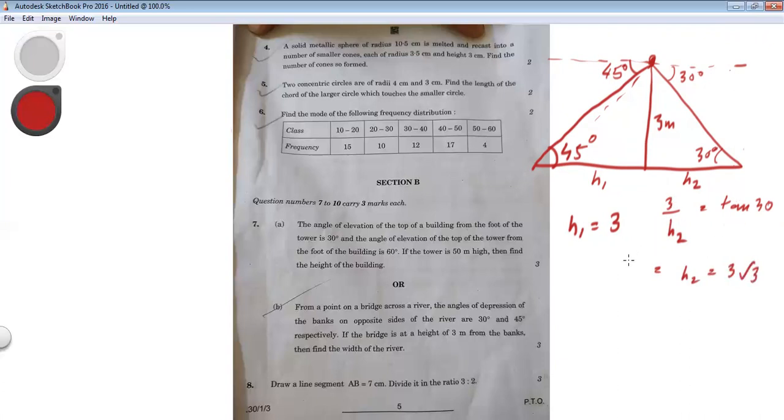√3 goes there. So the width is equal to 3 times (1 plus root 3). We just need to add them, right? h1 plus h2. I hope you found the answer.